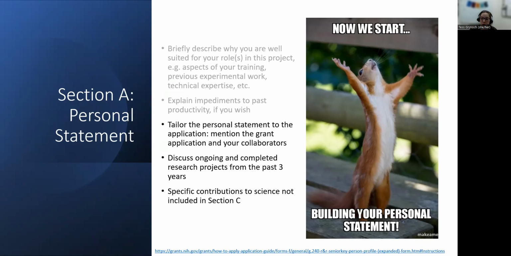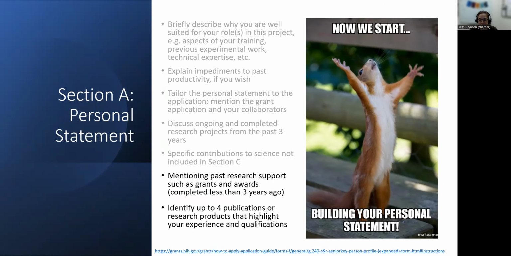You're also going to want to, as I mentioned, tailor that personal statement. That could mean mentioning the grant application or your collaborators, as well as discussing ongoing and completed research projects and keeping that to the past 3 years, and specific contributions to science not included in section C, which we're going to talk about in a minute. You can also mention past research reports, such as grants and awards, and again, only from less than 3 years ago, and identify up to 4 publications or research products that highlight your experience and qualifications.